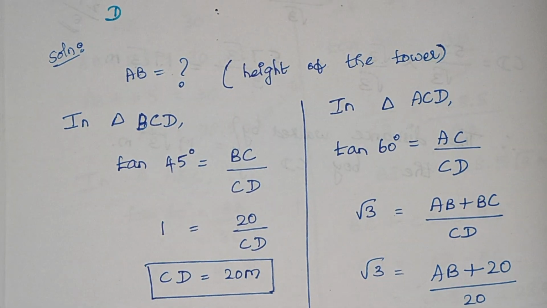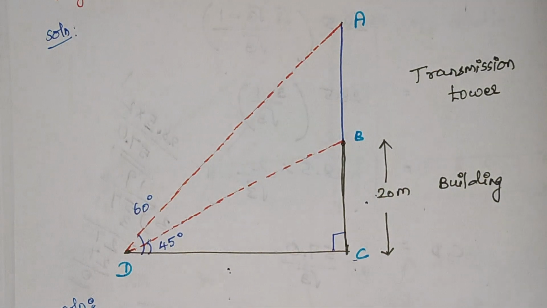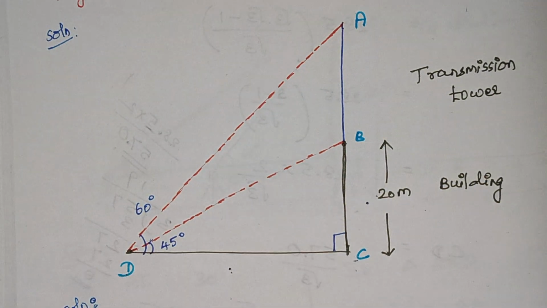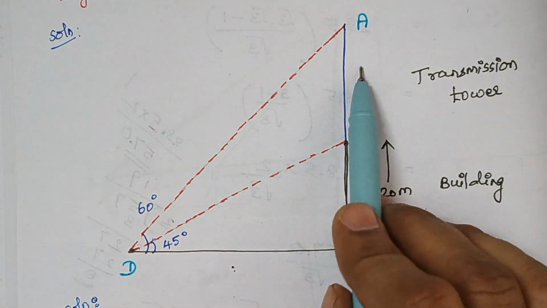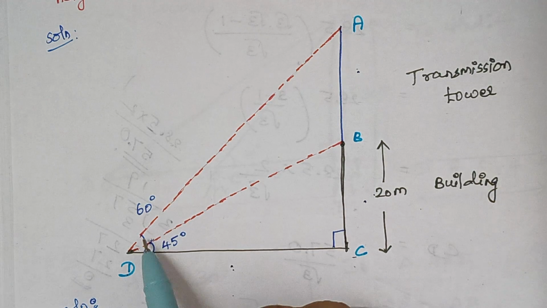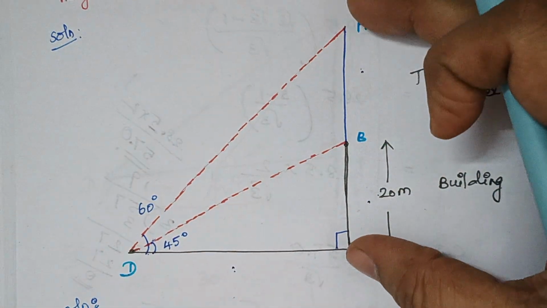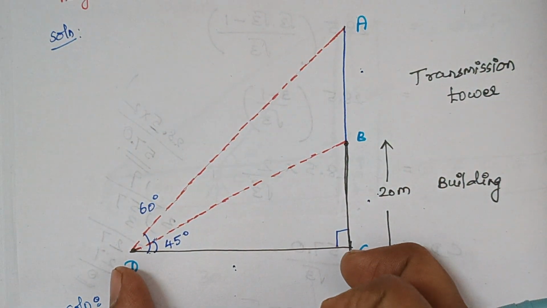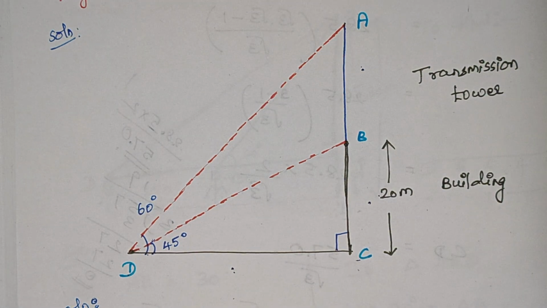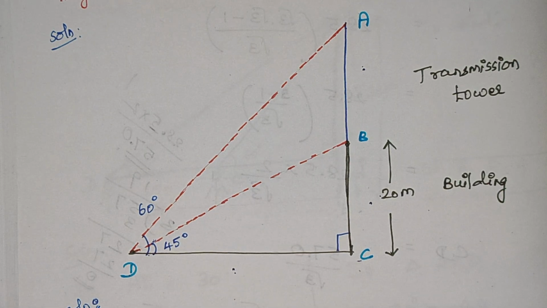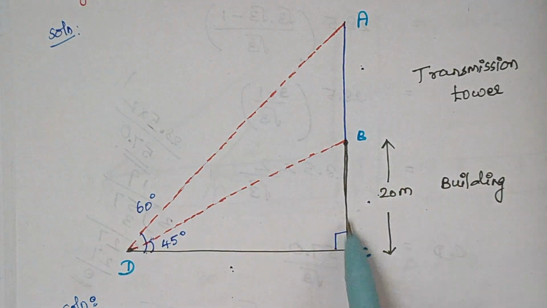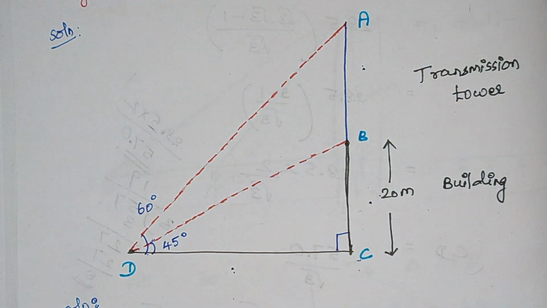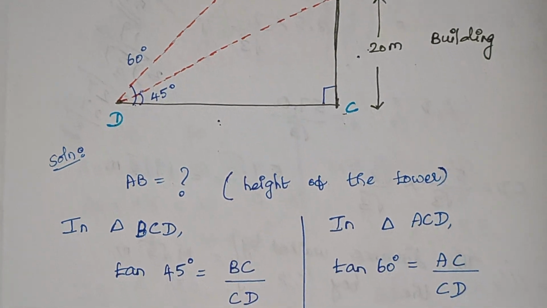Now the next thing is, again consider the bigger triangle ACD. Again you see we need to find this value. So to this angle 60 degrees, this is your opposite side and this is your adjacent side. So again make use of the formula tan 60, because we already know the value of CD. So tan 60 is nothing but the opposite side of this bigger triangle, which is AC, divided by CD.